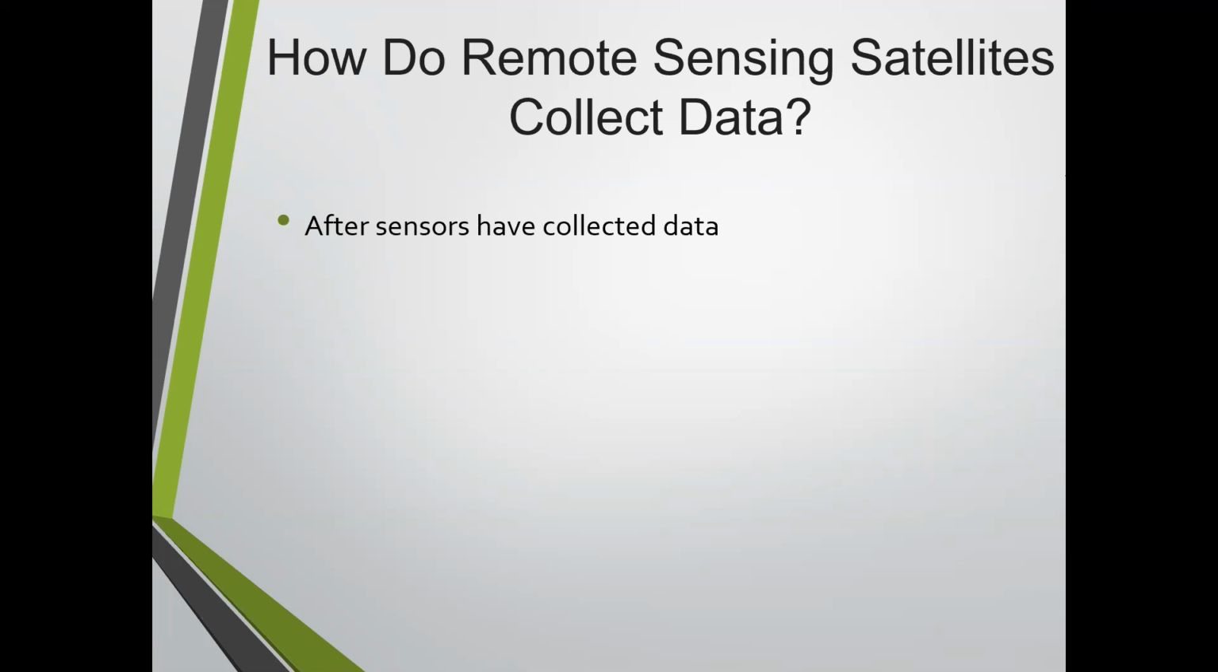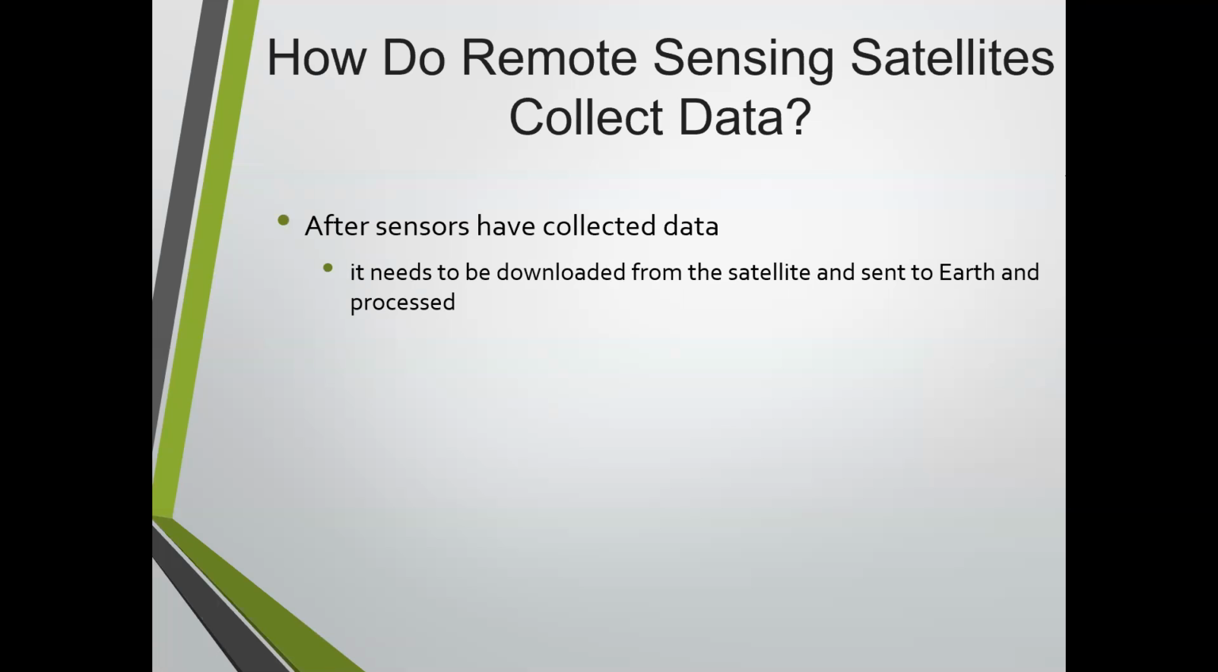So after your sensors have collected data, that data has to be brought back down to Earth and then processed. We said that with Corona, the way they did it, they actually used photographs, they used cameras, and then that film had to be retrieved by a plane and brought down to Earth. Well, in this case, we're dealing with more digital data. So that information is going to be downloaded from your satellite, sent to Earth, and processed.